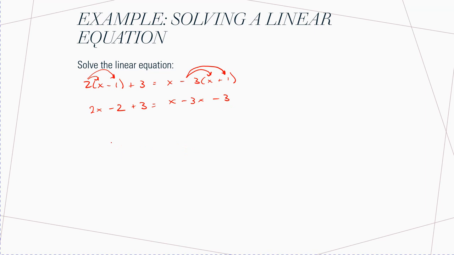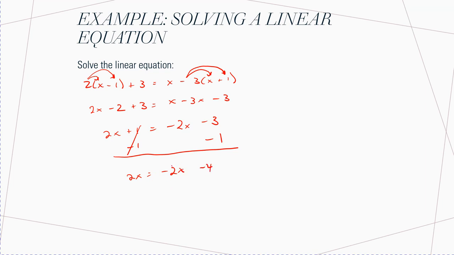All right, let's clean it up. Okay, so I have 2x minus 2 plus 3 gets me plus 1. X minus 3x gets me minus 2x minus 3. Okay, so let's first start by subtracting 1 over. So this cancels, so I get 2x is equal to minus 2x. Minus 3 minus 1 gets me minus 4.